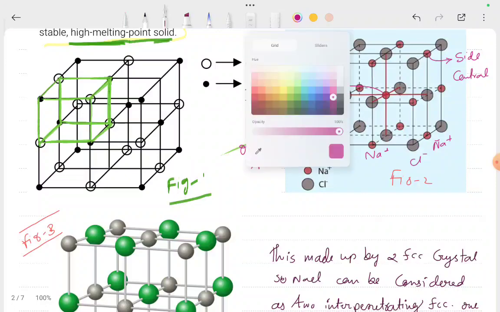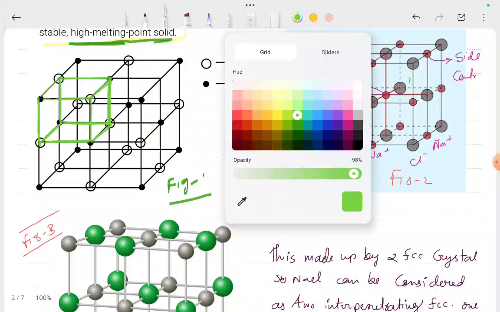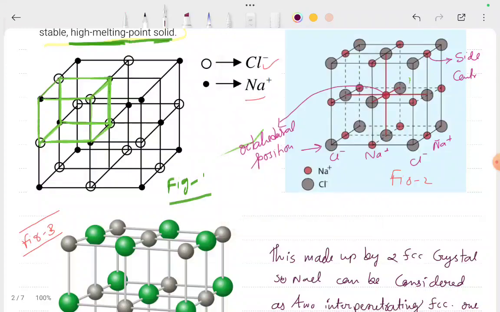Okay, we are just going to write down the numbers. This is the first, this is the second, this is your third, this is your 4, this is your 5, and this is your 6. So these atoms are actually surrounded by 6 Cl atoms. Okay, so we have already discussed this in our previous points.